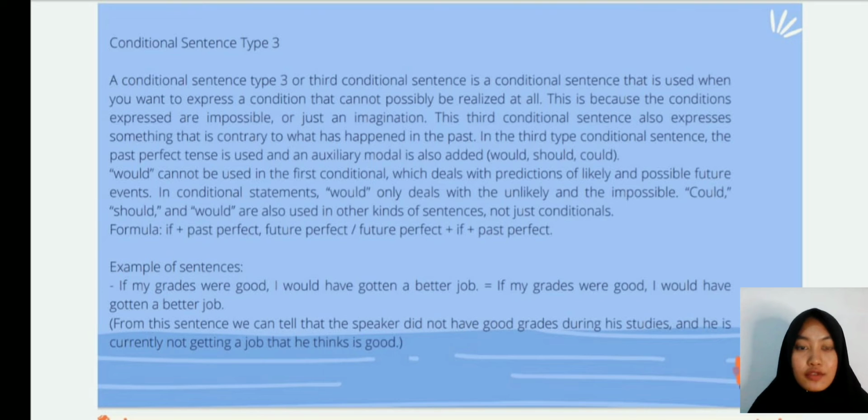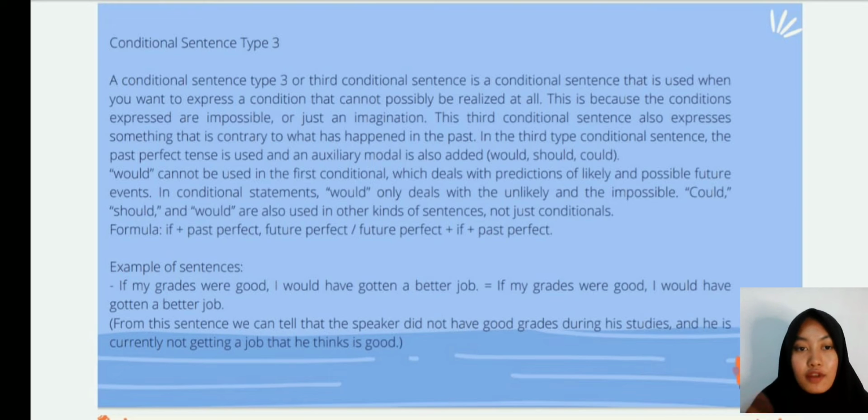Would cannot be used in the first conditional, which deals with predictions of likely and possible future events. In conditional statements, would only deals with the unlikely and the impossible. Could, should, and would are also used in other kinds of sentences, not just conditional. The formula is if plus past perfect, plus would have plus past participle. Example: if my grades were good, I would have gotten a better job.